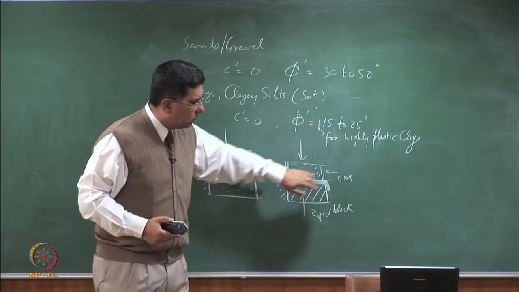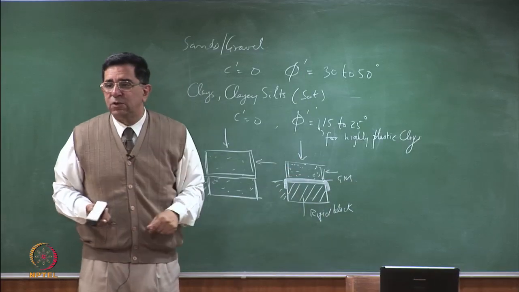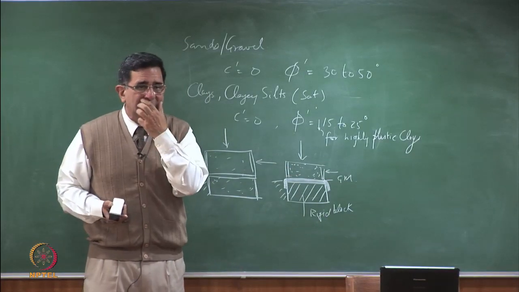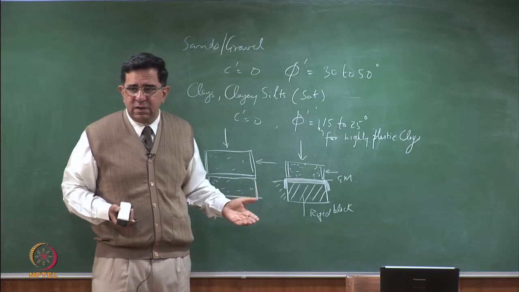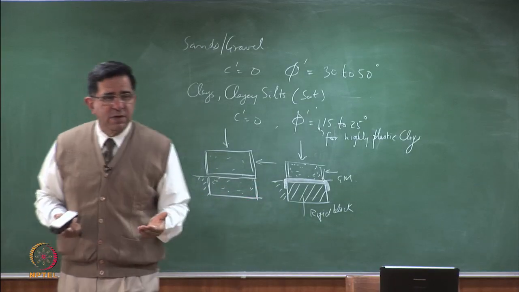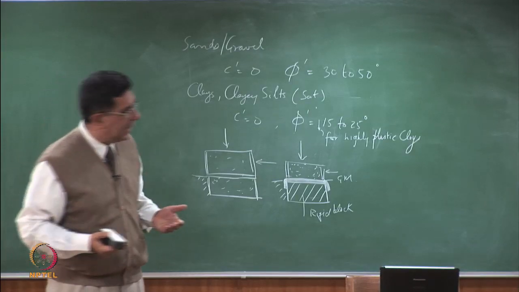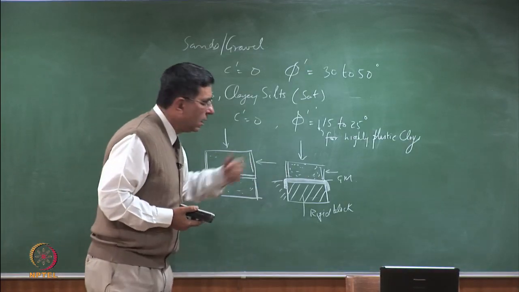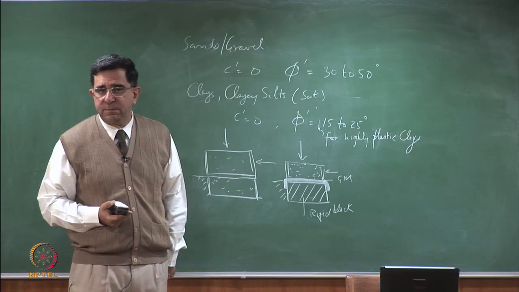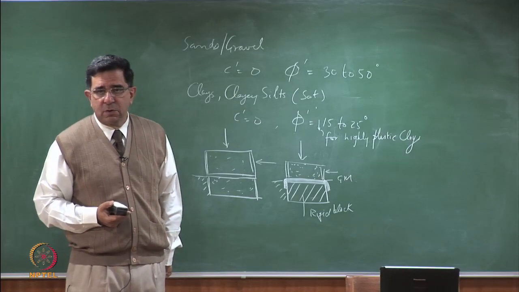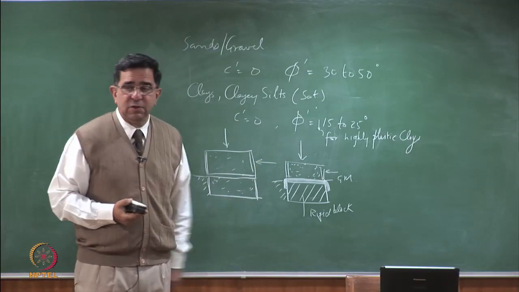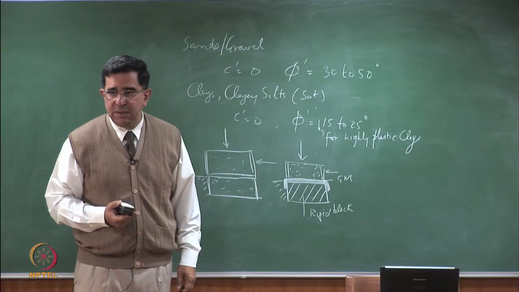And the sand will impinge on it, and I'll move it, and I can get the angle of shearing resistance by doing 3 tests. So this is a modified direct shear test. It is also called the interface shear test, which we do. So with this, I can find out the interface shear angle. This interface shear angle is used for the purpose of stability analysis.